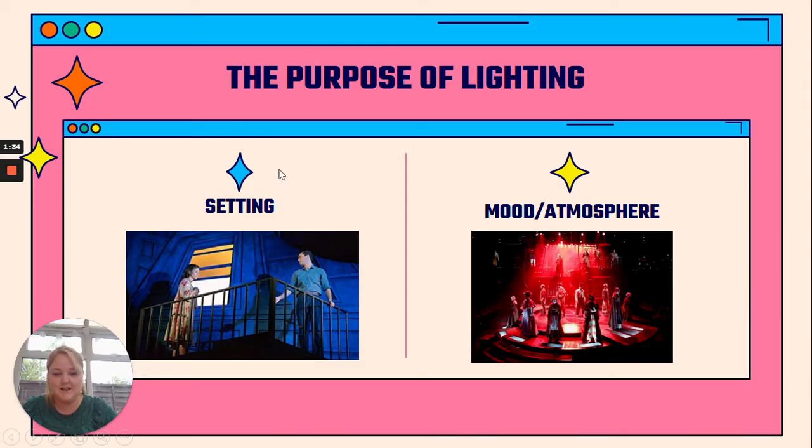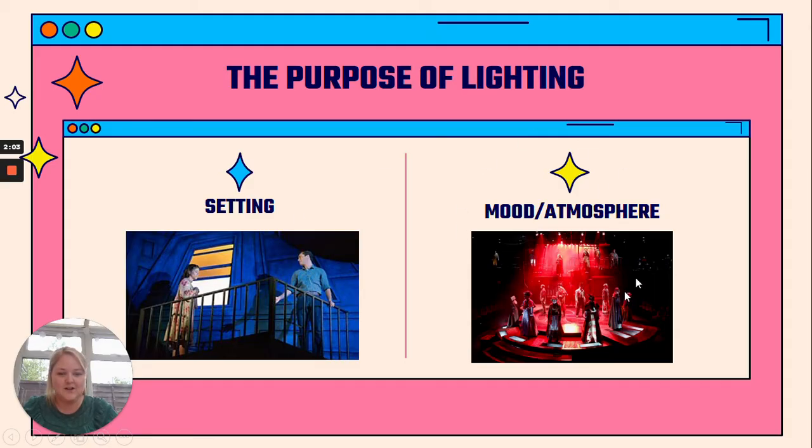The first is setting. Lighting can indicate what time of day or the location, the place where the scene is taking place. So here we have a scene from West Side Story with Tony and Maria, and we imagine that they're on this balcony at night time because we have this dim blue light in the background giving us the impression that it's later on in the evening, and we have this warm orange light giving us the idea that this is coming from a bedroom in the background here.